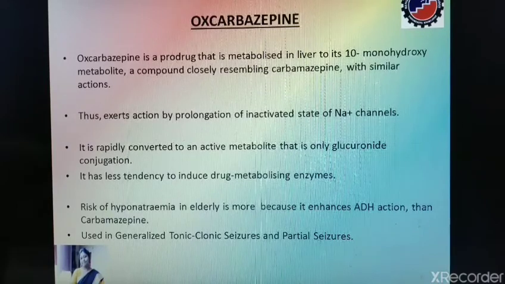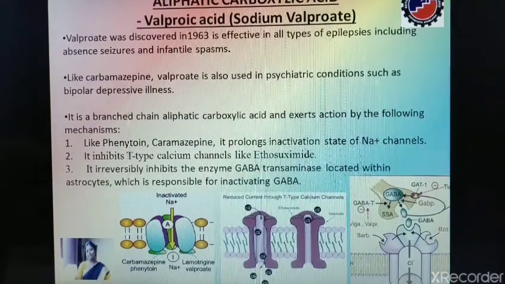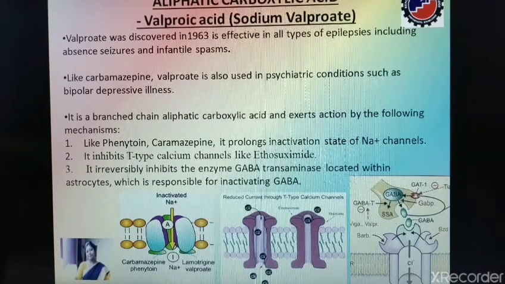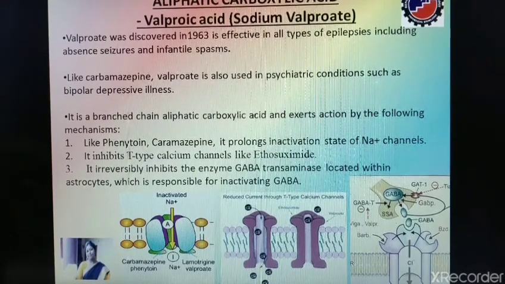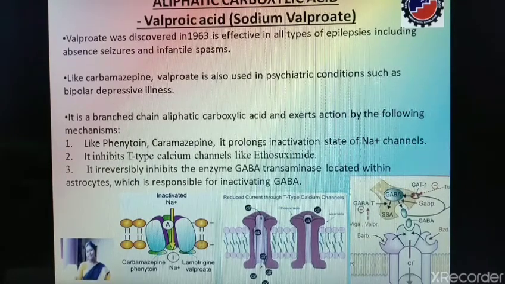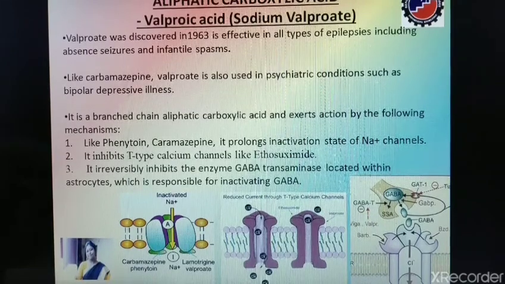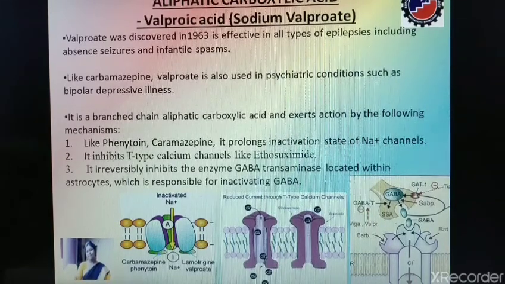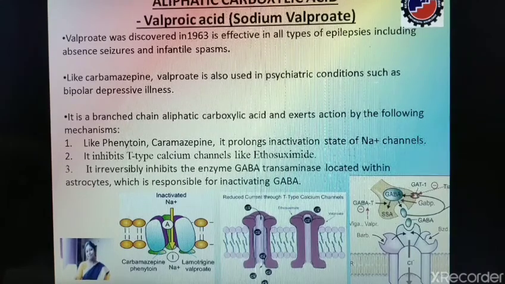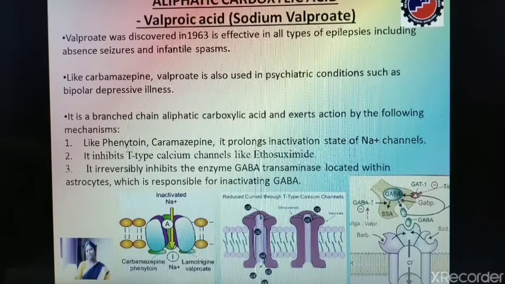So let us move on to the next group of drugs, that is aliphatic carboxylic acid, which is valproic acid, also called sodium valproate. Now, sodium valproate was discovered in the year 1963 in the preclinical studies, and it shows its effect in all types of epilepsies, including the most important absence seizures and infantile spasms.